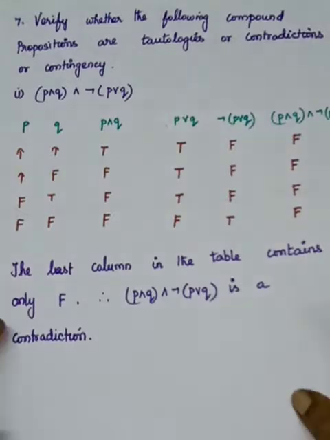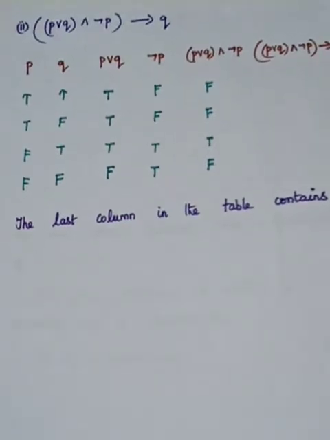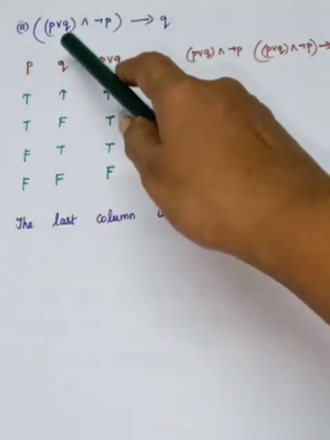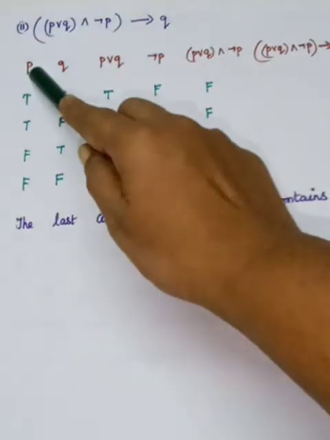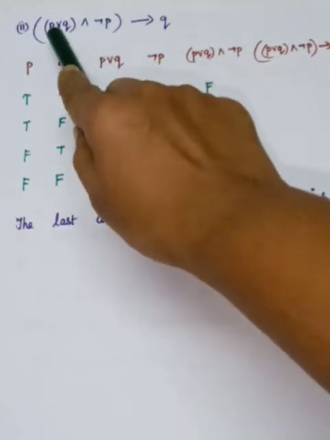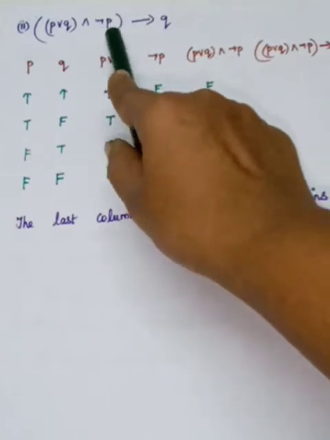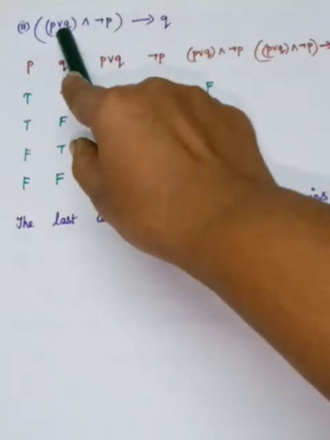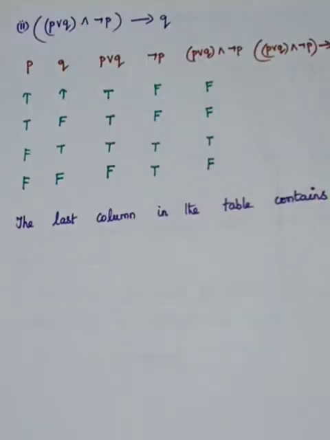Next, we are moving to the next problem, that is the second subdivision: P or Q and negation P implies Q. First, the two simple statements you have to write in each column. First P is written, next Q, and you have to evaluate the bracket term. First P or Q is needed. Next, negation P. Next, P or Q and negation P is written. Next, the whole statement is written here.